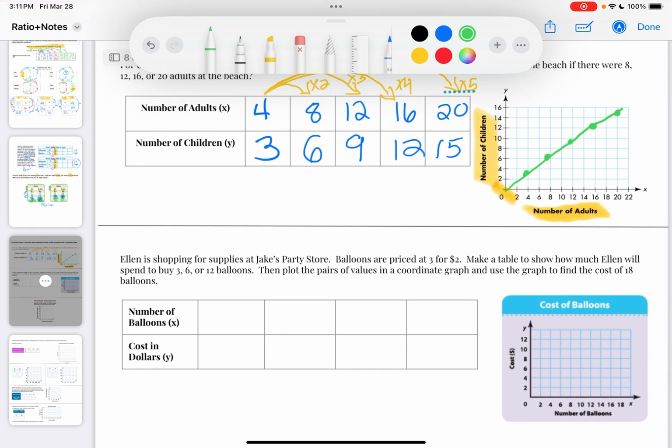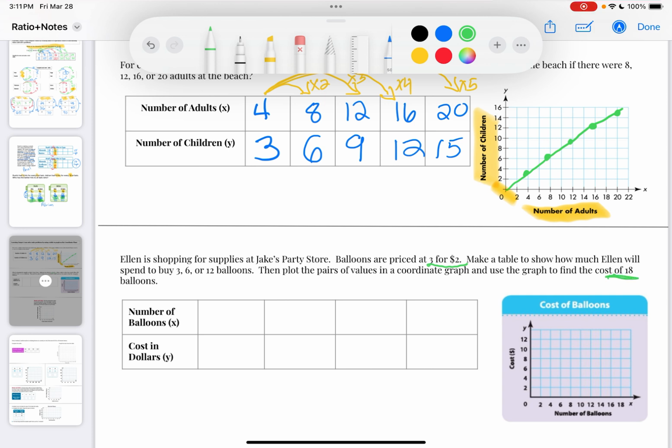It says, Ellen is shopping for supplies at Jake's party store. Balloons are priced at 3 for $2. Make a table to show how much Ellen will spend to buy 3, 6, or 12 balloons. Then plot the pairs of values in a coordinate graph and use the graph to find the cost of 18. Ooh, they added on a little extra.